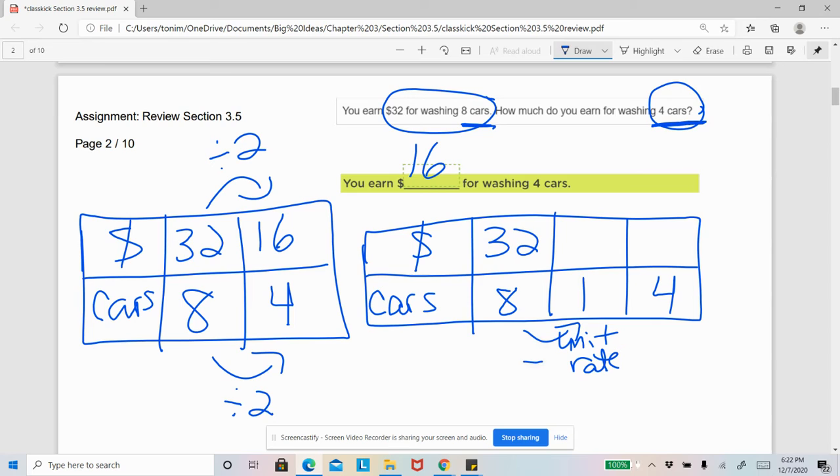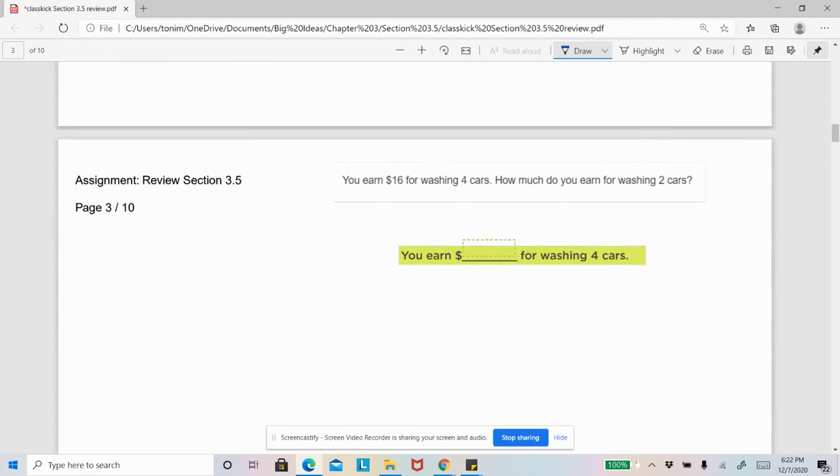So 8 divided by 8 gives me 1. So then 32 divided by 8 gives me 4. So then we go 1 to 4. So 1 times 4 is 4, and 4 times 4 is 16. So you still get 16, okay? So let's go. This one is a question that you are going to be doing, okay? So that's on your own.